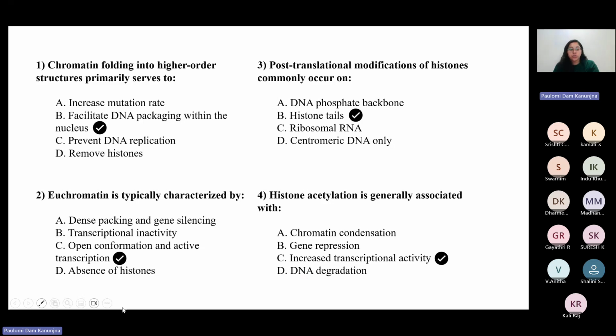Right. So, like people have mentioned, BC and BC. So the first one here is basically saying, let me just open it here. Chromatin folding into a higher order structure primarily serves to, why do you need this higher order structuring? To facilitate DNA packaging within the nucleus. Makes sense, right? Because it's such a long molecule and it has to be packed into micrometers of cell nucleus. So that's why you need this dense packaging.